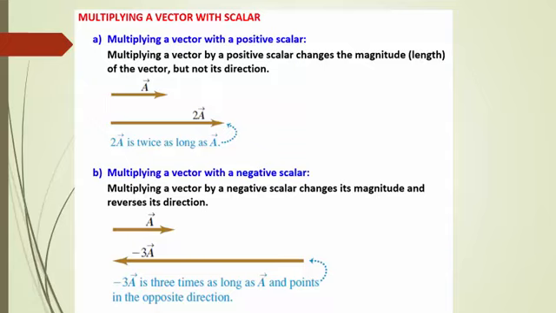B. Multiplying a vector with a negative scalar. Multiplying a vector by a negative scalar changes its magnitude and reverses its direction. For example, A and 3A have a different direction. Therefore, we write minus 3A. Minus 3A is 3 times as long as A and points in the opposite direction.